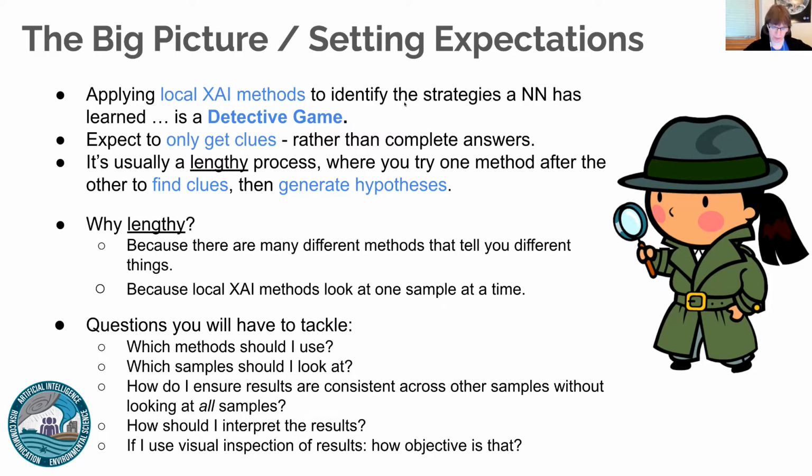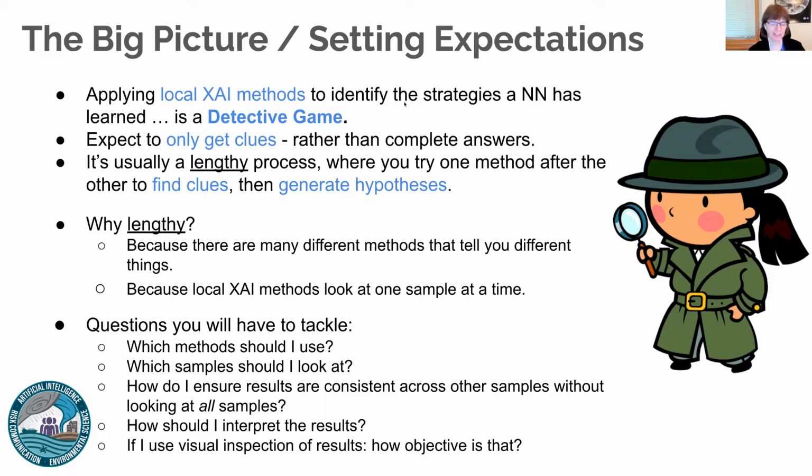It's not a question of, oh, you have your neural network, which isn't explainable, you apply explainability tools, and here you get nicely packaged up explanations. That's not how it works. You only get small clues, and you still have to put them together yourself. And it's usually a lengthy process where you try different methods, and you also try different samples, and you just have to find clues and put them together to generate hypotheses. So the domain expert is very important here, because without the domain expert, you can't do any of this in this field.